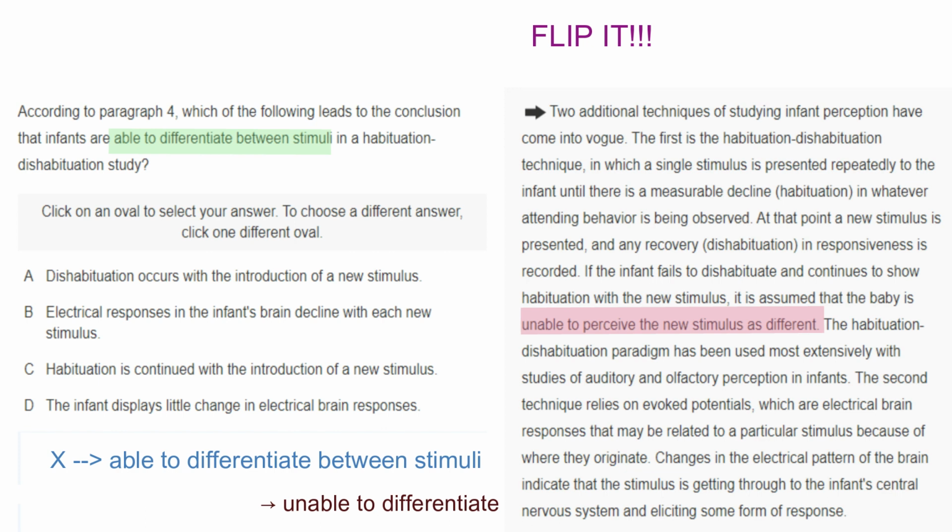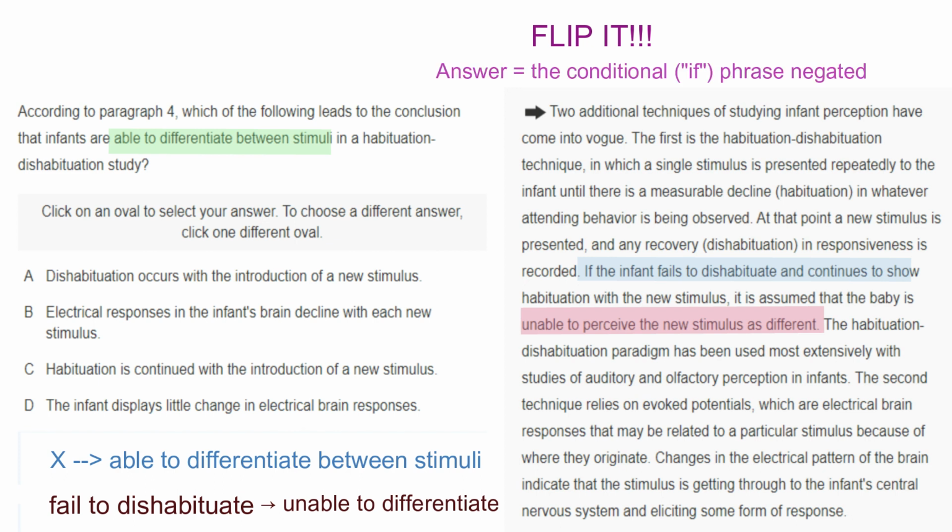So, when does this happen? The condition is expressed in the if clause. So let's follow step by step. If the infant fails to dishabituate and continues to show habituation, then the baby is believed to be unable to see the difference. So all we need is the negation of the if clause, which is this: if the infant succeeds to dishabituate or discontinues to show habituation. Therefore, the answer has to be A. Dishabituation occurs with the introduction of a new stimulus.